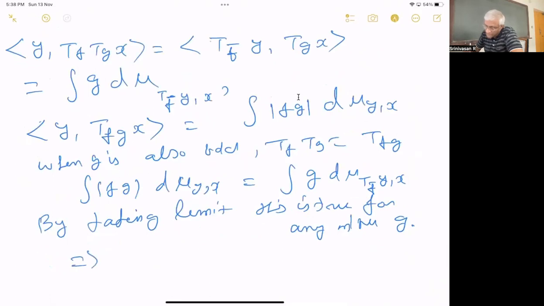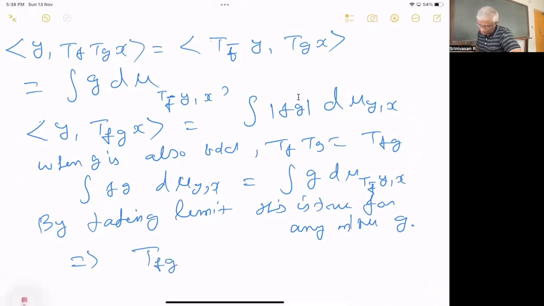So this implies T... Huh? Why is it there? Where is the norm of FG? Absolute value of FG. Oh, there is no absolute value. I'm sorry, it's a mistake by habit. There is no mod, there is no absolute. This is just equal to that. Good. So this implies that T_FG.